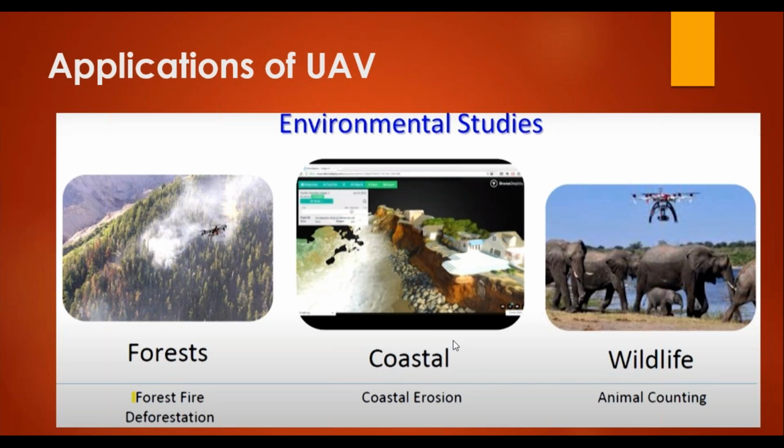So there are many other applications also in the coastal areas. The coastal erosions are being detected by the UAV itself, and not only the flying drones, there are multiple UAVs also available. Some of the aerial vehicles can actually be operated under water itself.